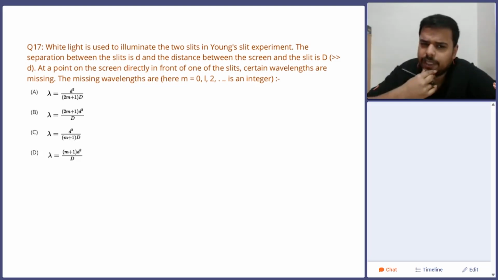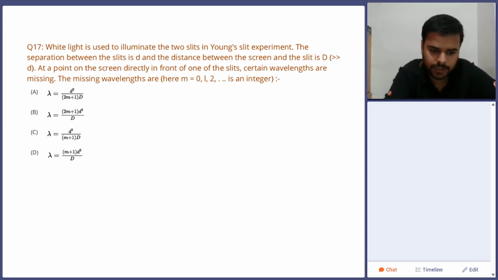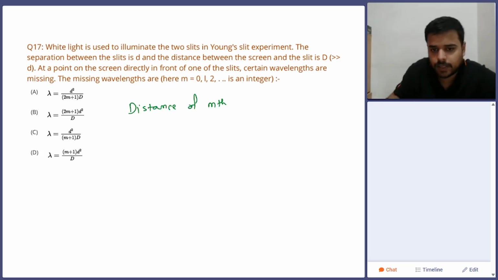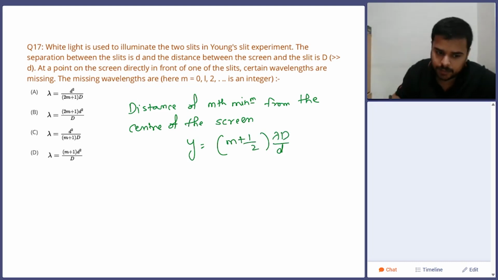White light is used to illuminate the two slits in Young's double slit experiment. The separation between the slits is d, and the distance between the screen and the slit is capital D. At a point on the screen directly in front of one of the slits, certain wavelengths are missing. The missing wavelengths are? So basically, the distance of the mth minimum from the center of the screen is y is equal to m plus 1 by 2 lambda capital D by small d.